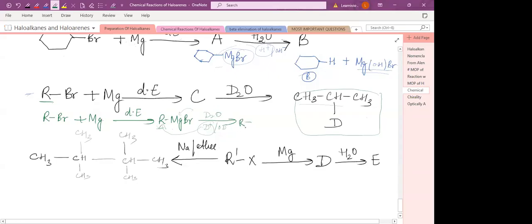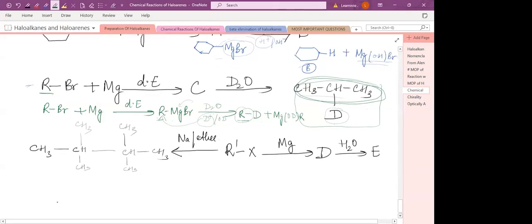Okay, you will get RD basically, not RH over here, plus MgODBr. Now compare this product. So you will get RD. What is R? D is attached over here. So this is your R group. This is your alkyl group, right? So you have to start with this alkyl group, and you will get the product.